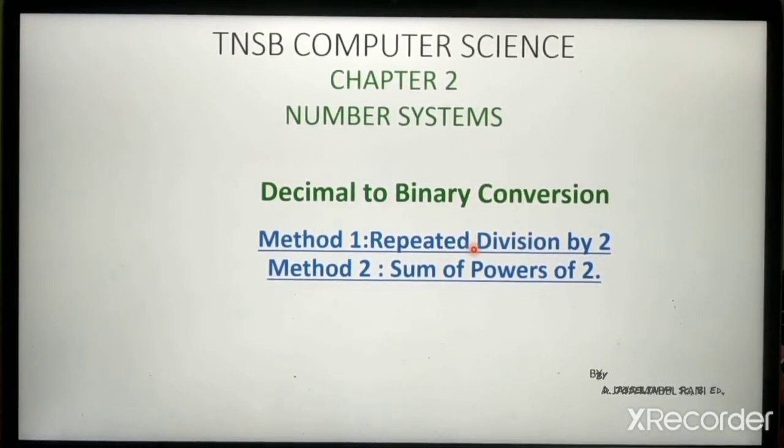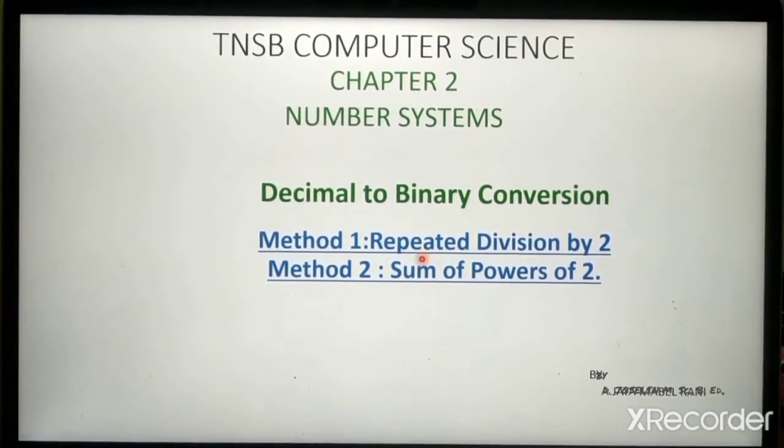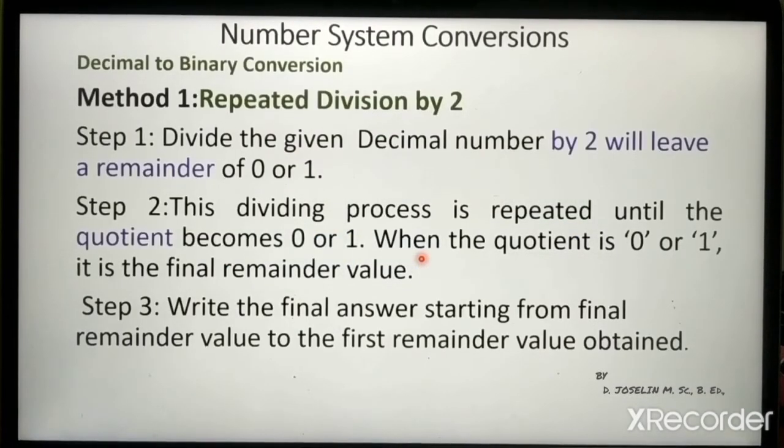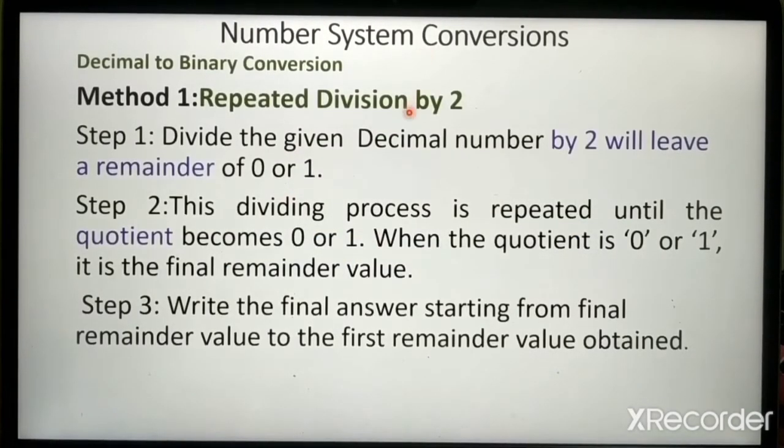Now we are going to see decimal to binary conversion. Here we have two methods. Method 1, repeated division by 2. Method 2, sum of powers of 2. First let's see repeated division by 2. Here we have 3 steps.